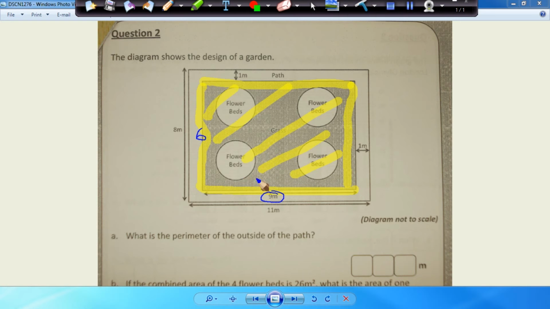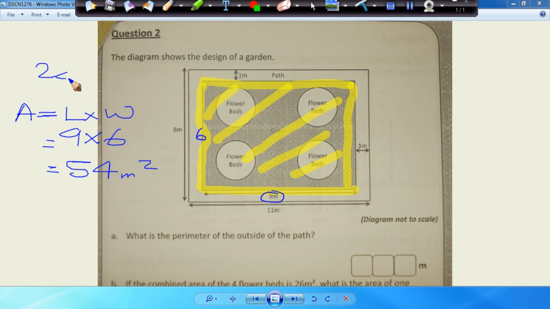Okay. So we got 9 times by 6. The area of that inside highlight is length times by width. So it's going to be 9 times by 6, which is going to be equal to 54 meters squared. And that is the answer for question 2C, because we can't see everything at the same time. So question 2C, that is the full answer.